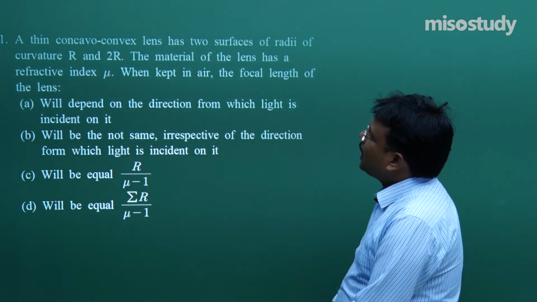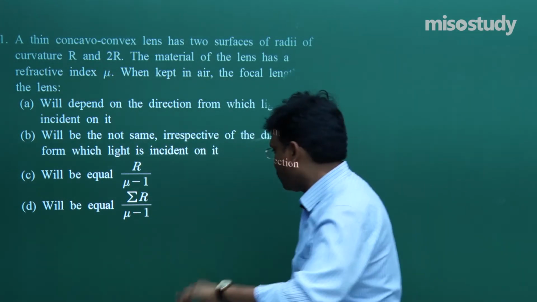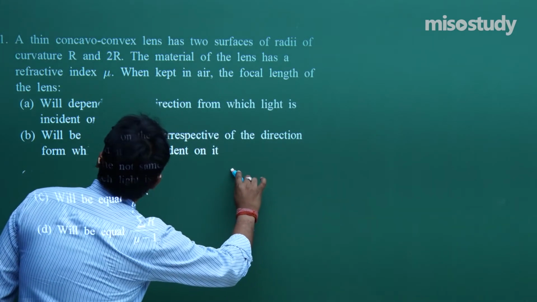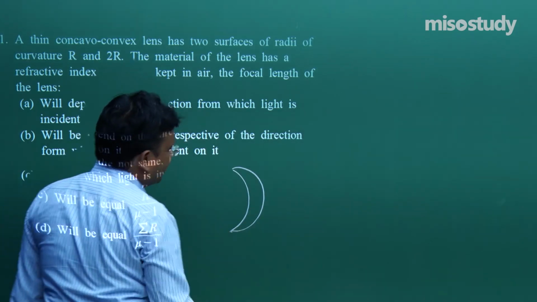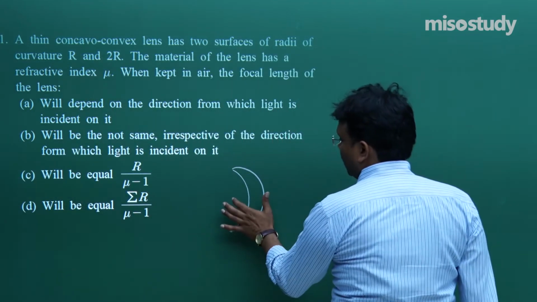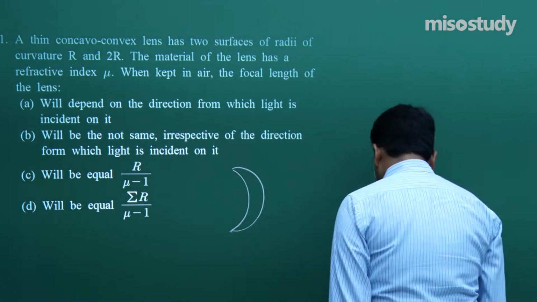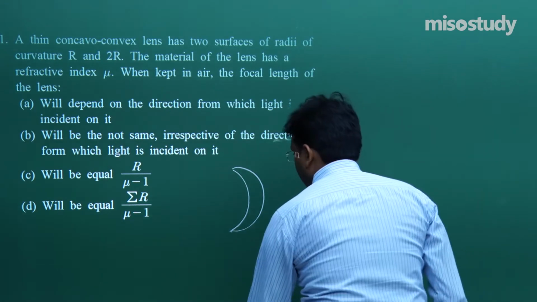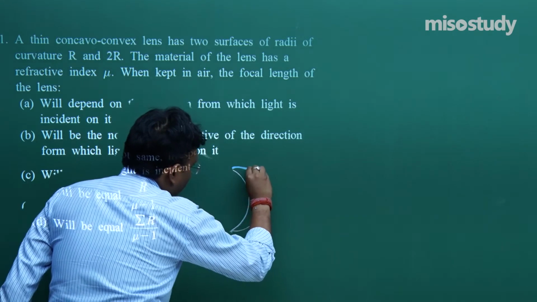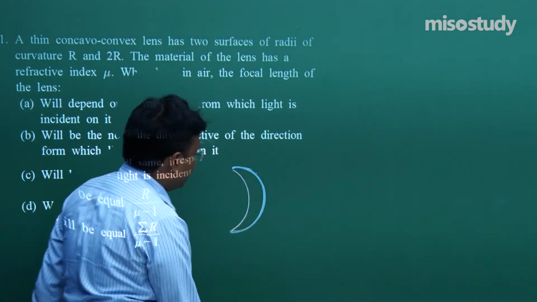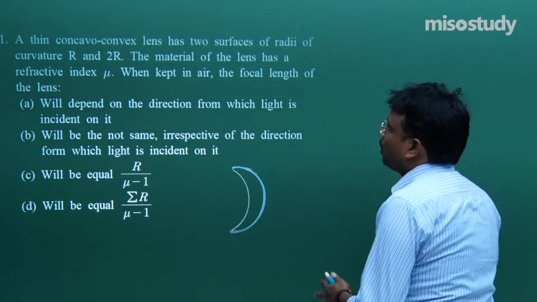A thin concave convex. Just give me a second's time. This type of lens, fine, concave convex. I think I should use a different color chalk, let's say this blue color chalk, so that it will give you the clarity. Fine. So this white surface is concave, blue surface is convex.